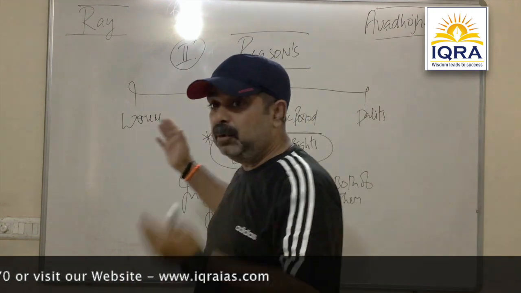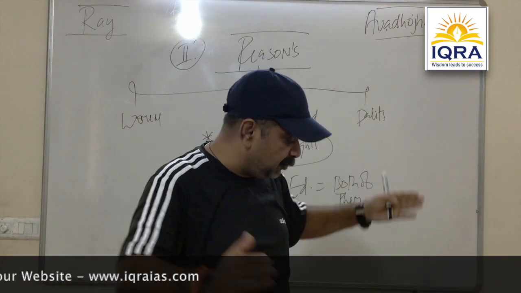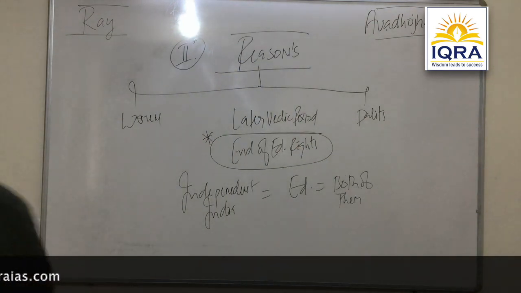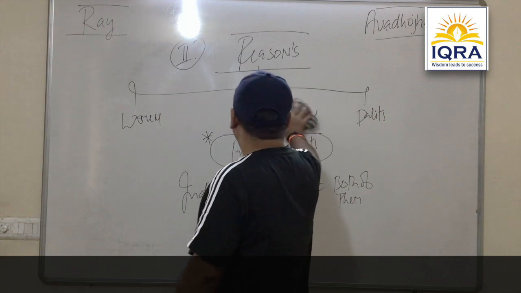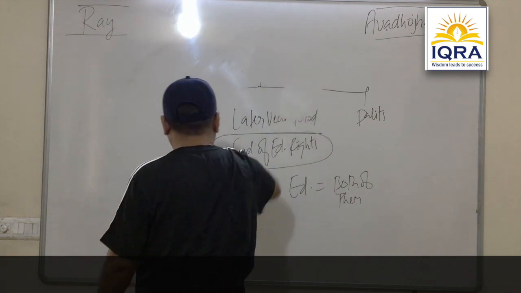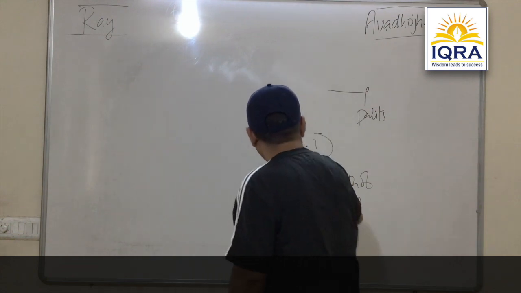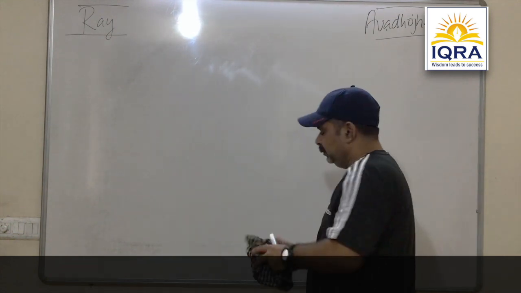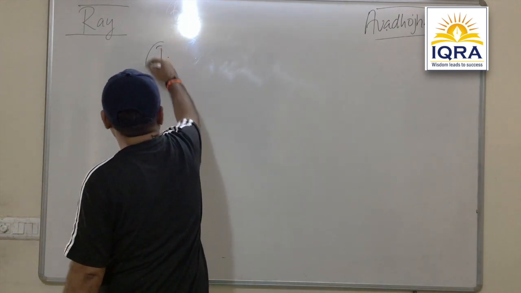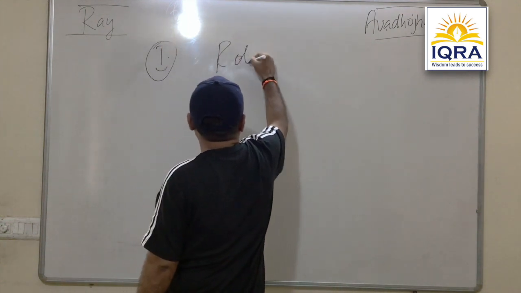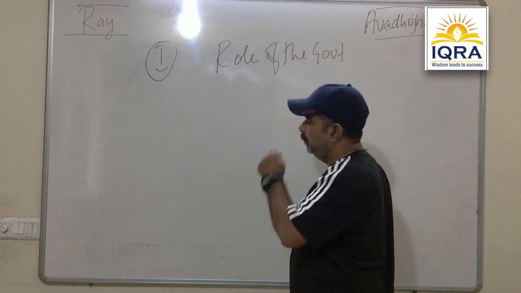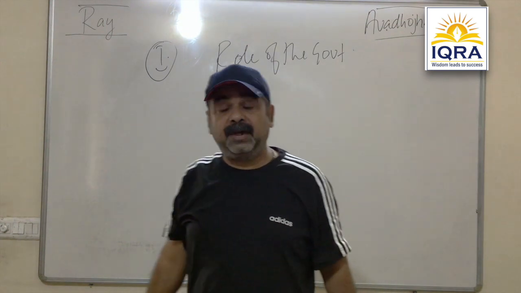So, we have to go into the reasons. We have to go into the backgrounds. We have to see how this communalism got birth in India, and how it got promotion in India. First point, role of the government. Very important.